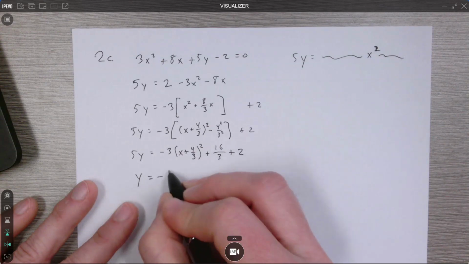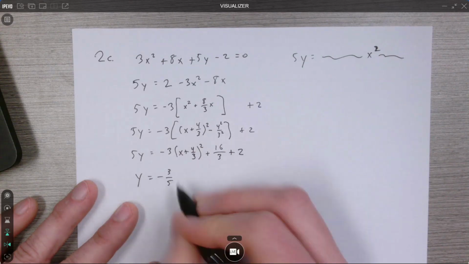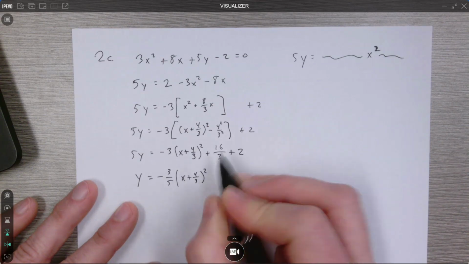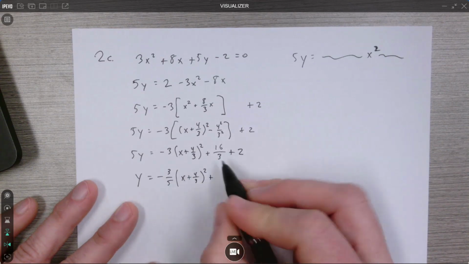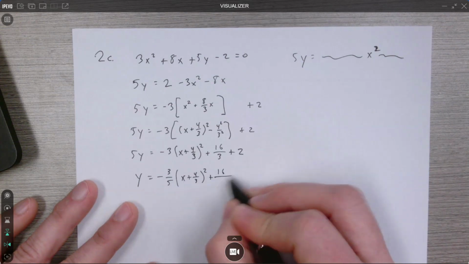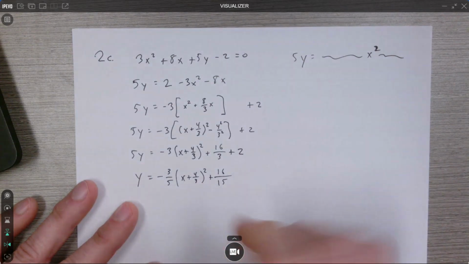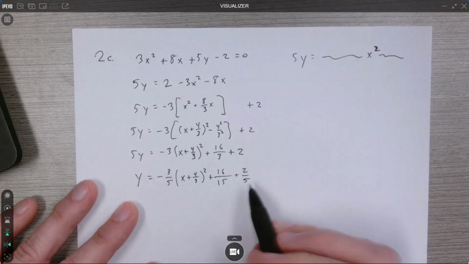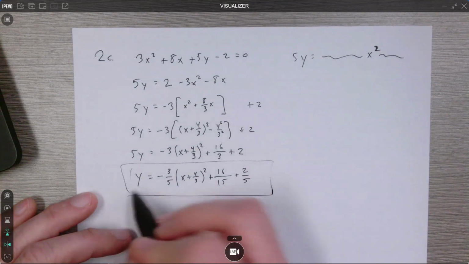So now I have -3/5 times x plus 4/3 squared, plus 16 over 15, because I divided by 5, plus 2 over 5. And I could combine those if I wanted to. Parabola.